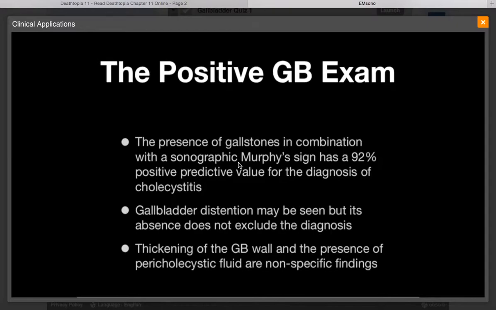Since cholecystitis is an obstructive process, the gallbladder will also be typically distended. However, the absence of distension does not exclude the diagnosis. Thickening of the gallbladder wall and the presence of pericholecystic fluid are nonspecific findings. However, the presence of pericholecystic fluid of a biliary etiology would imply a more advanced case of cholecystitis. Some refer to wall thickening and pericholecystic fluid as secondary findings.